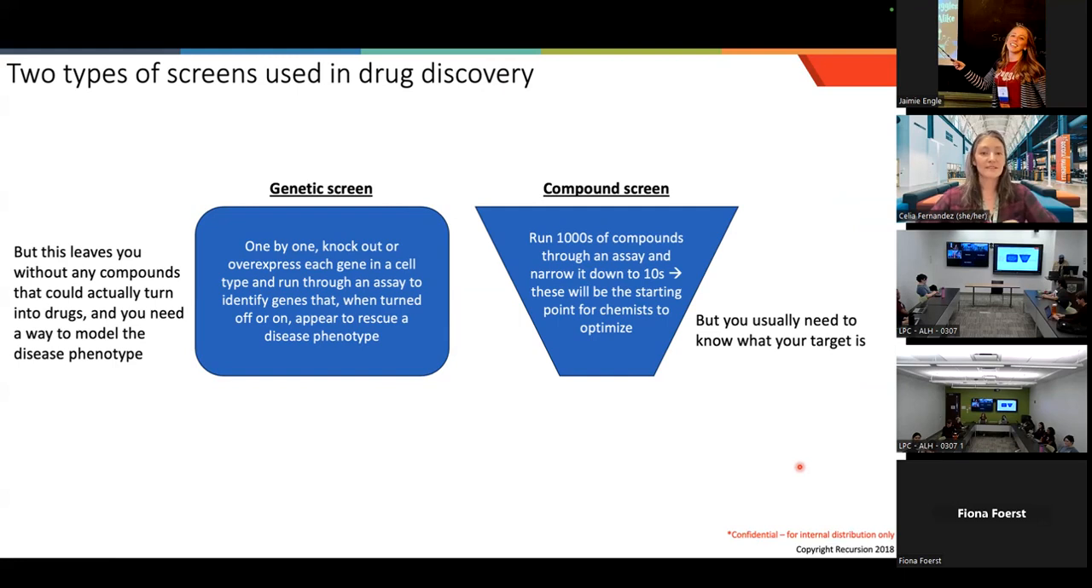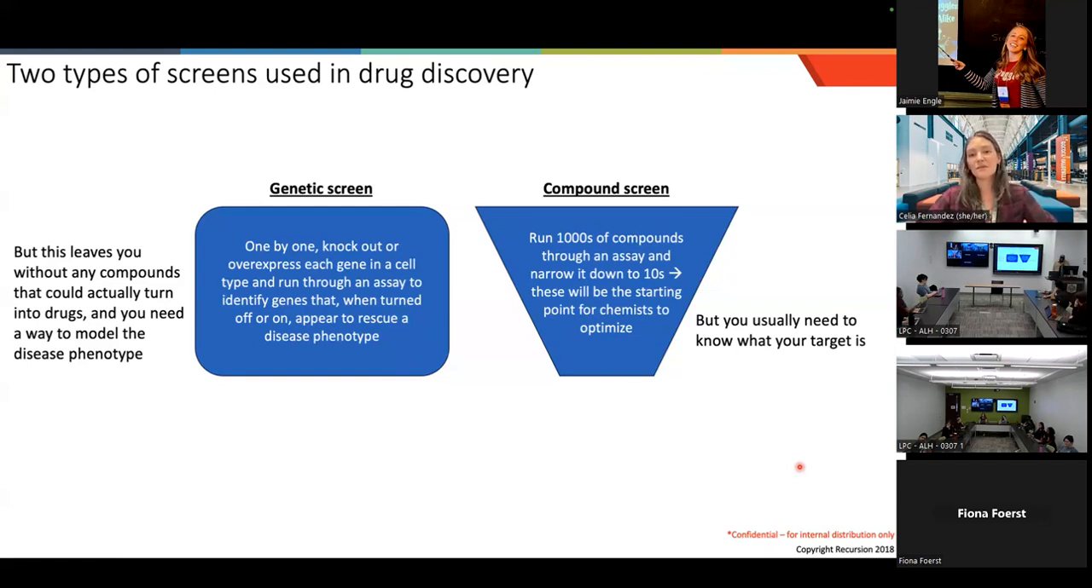And you run those cells that have had one gene knocked out through an assay. And then that assay hopefully will help you identify genes that, when turned off or on, appear to rescue a disease phenotype. So first of all, you have to have a model of the disease, though. And this just tells you what the gene is. It doesn't leave you with any compounds you could actually turn into drugs.